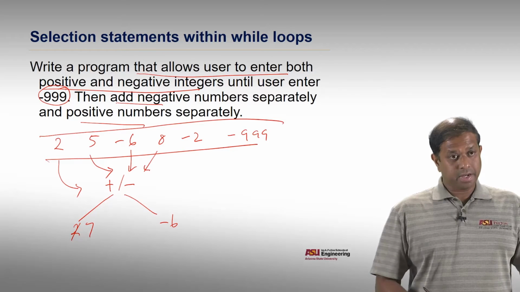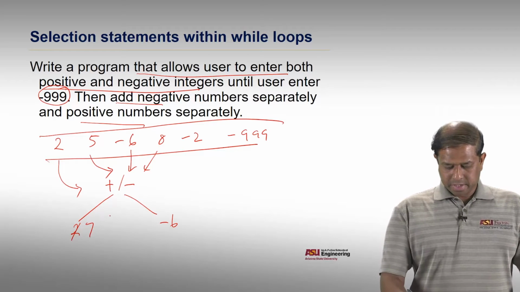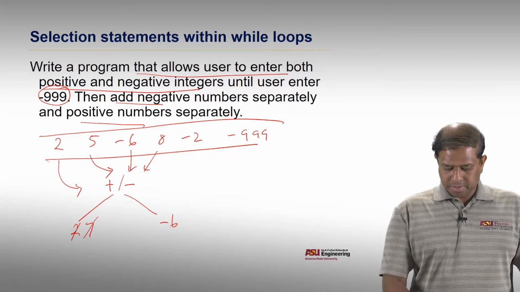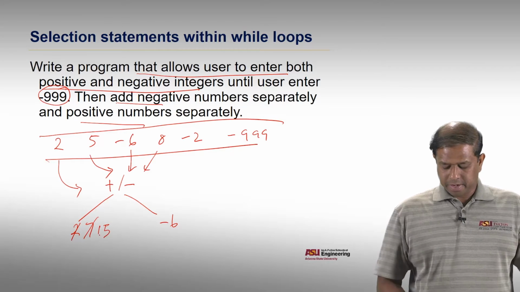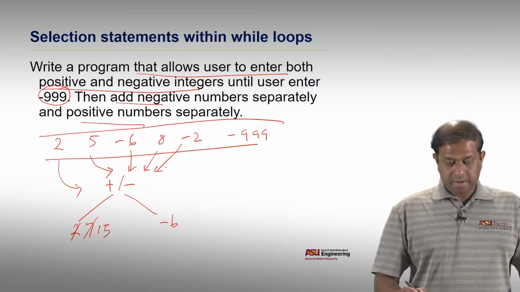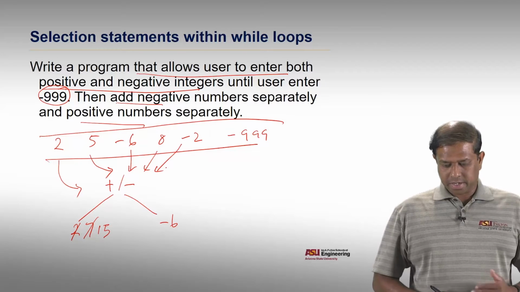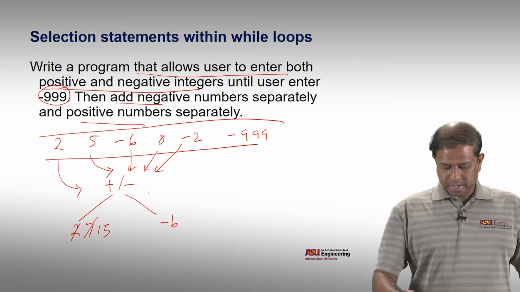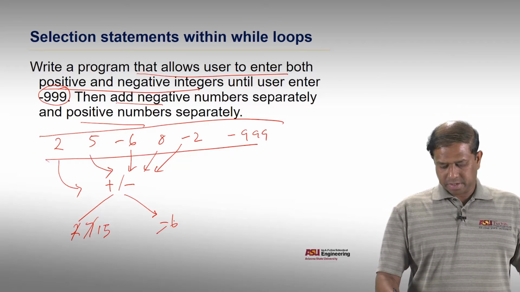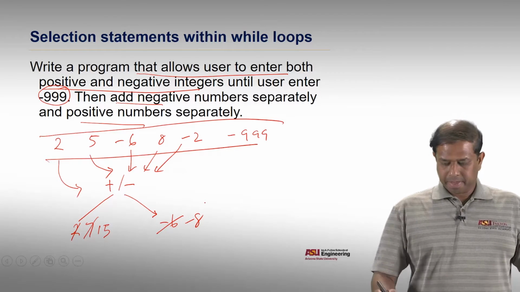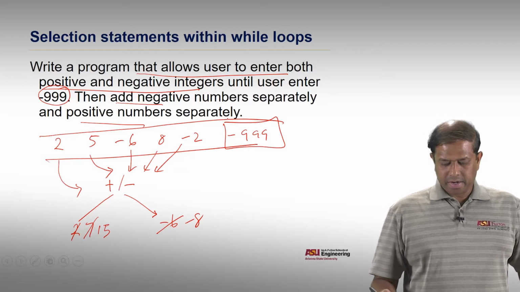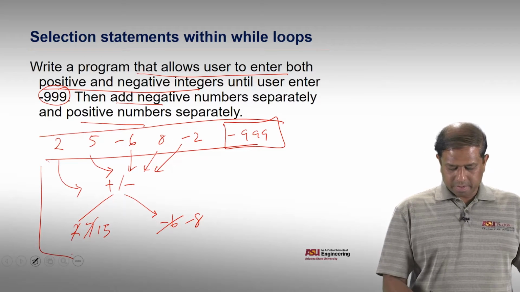And the next number that we read is 8, so then we put it in the positive group, so then that will be 15. And the last number that we read before -999 is -2, so that's a negative number, so then we go into this direction, so then there's going to be -8. And then finally we are reading -999, so then we get out from the loop, right?